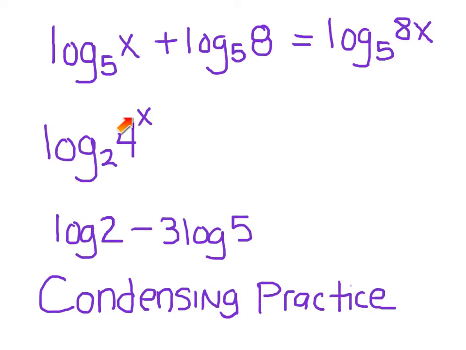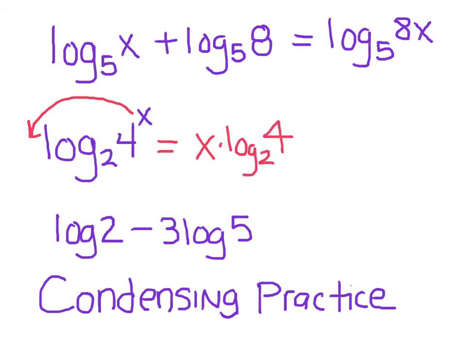So this is the powers become multiplication rule, and I take the x and I move it out here in front, so this condenses to x times log base 2 of 4, which then you should be able to evaluate in your head: 2 to what power is 4, and condense it completely down to 2x.